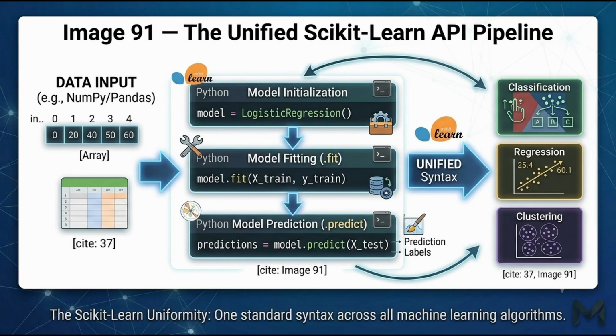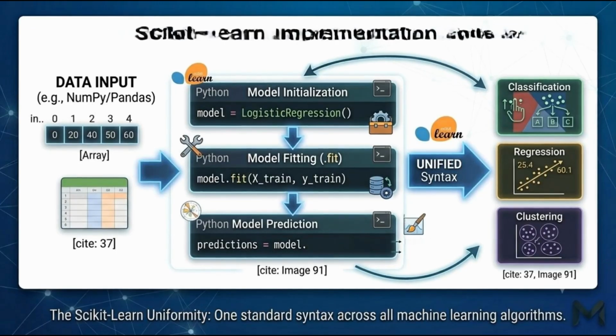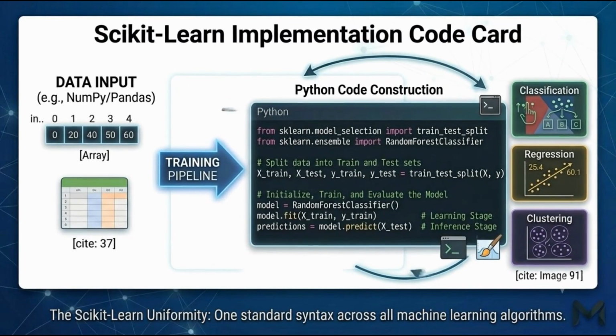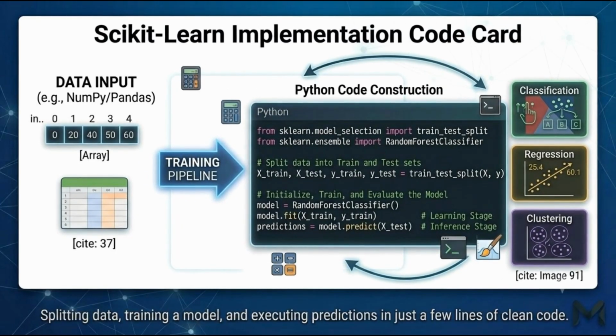It provides clean, highly efficient implementations of a massive array of machine learning algorithms, ranging from linear regressions and support vector machines to complex random forests and clustering tools. The true magic of Scikit-learn is its absolute uniformity. The creators designed a standardized application programming interface, or API.